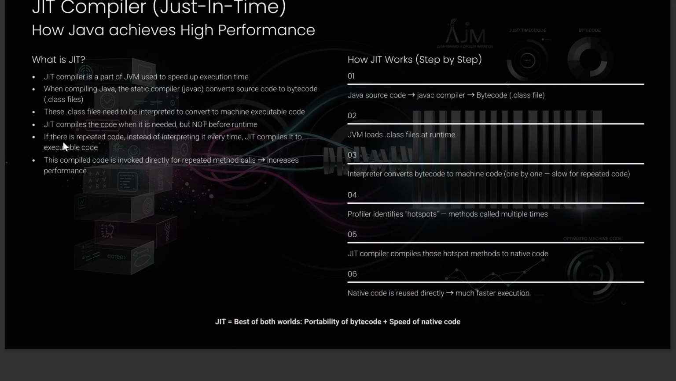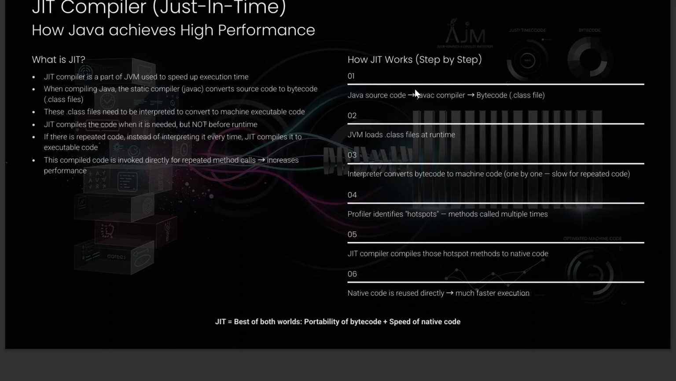Even before you run it, it will compile all your code in a way that whatever code is repeating multiple times, it will mark as hotspots. I'll tell you what that is. So if there is repeated code, instead of interpreting it every time, JIT compiles it to executable code, which is fairly easy and faster. This compiled code gets invoked directly for the repeated method calls. Hence this increases the performance.